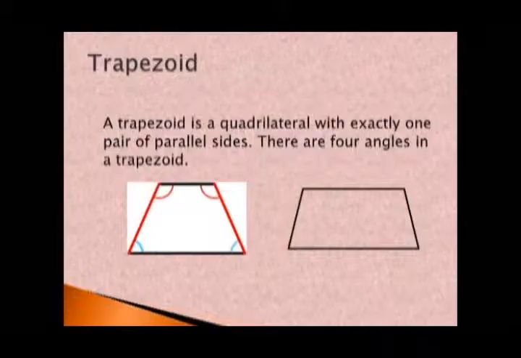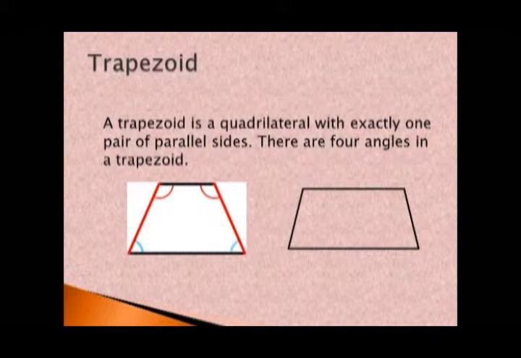We will now be looking at what is a trapezoid. A trapezoid is a quadrilateral with exactly 1 pair of parallel sides. There are 4 angles in a trapezoid. Here on our first trapezoid, 4 angles are highlighted.